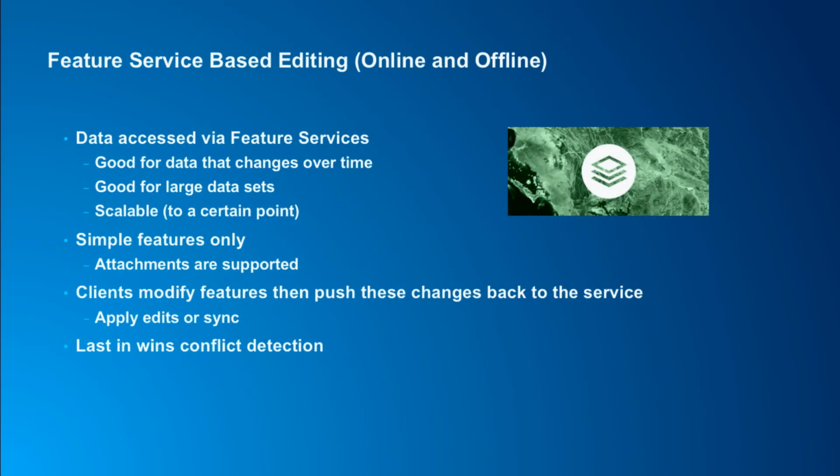So, feature service-based editing, data access via feature services. These feature services are good for data that changes over time, so you can get the latest edits that other people are making through these feature services. And you can push your edits up. They're good for larger data sets where you don't want to download all of the data in one go, in one big snapshot, because obviously when we're rendering the data in a connected mode, we're just getting the features for that specific extent.